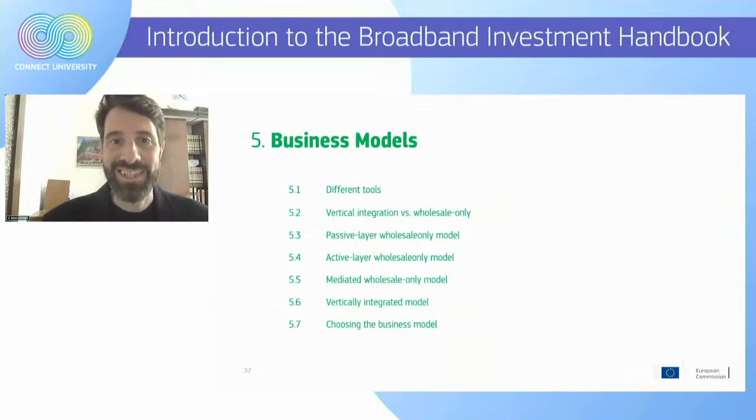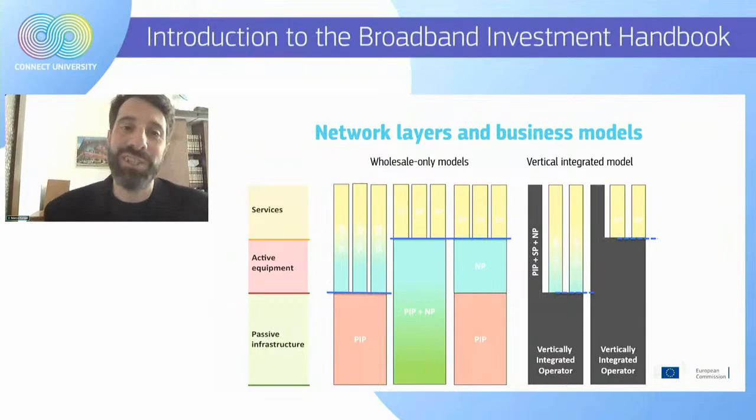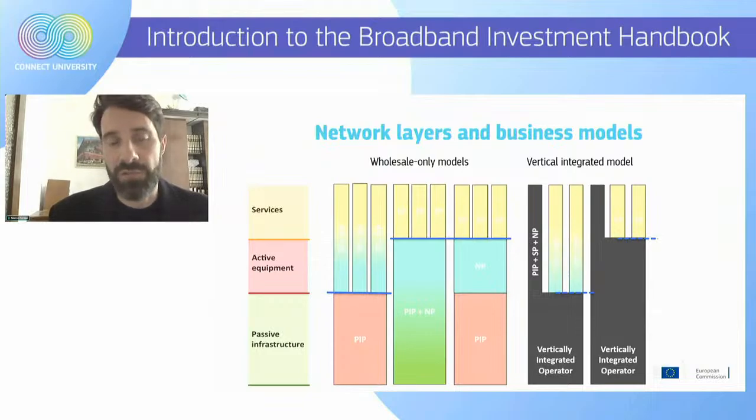You can click the next slide, Rachele. Yes, this is the illustration. It looks like 6 models here, but it's really 4. So we have the wholesale only models, and the 3 variations basically come from whether the network is open to third parties at the passive layer, meaning the entity controlling the network is giving access to dark fiber, and then the operators are delivering services, deploying their own equipment. So they are combined network providers and service providers.